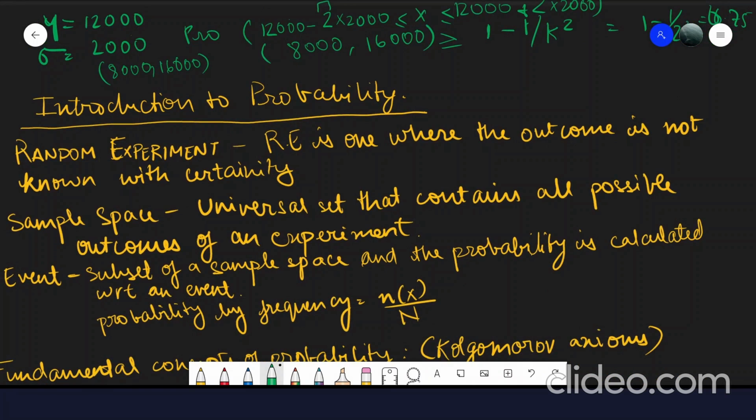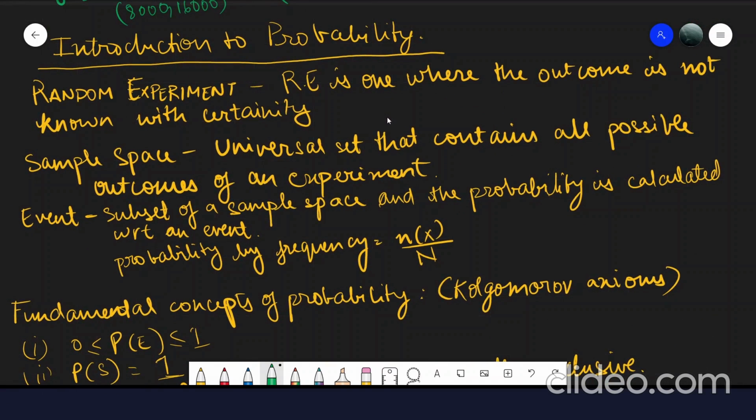So now let's move on to probability. In probability, let's start with the definition of a random experiment. A random experiment is one where the outcome is not known with certainty. For example, we can take rolling a die as a random experiment. When we roll a die, we don't know for sure what number is going to come up. It can be anything between 1 to 6, right? So we do not know the outcome of this experiment with certainty. So that is a random experiment.